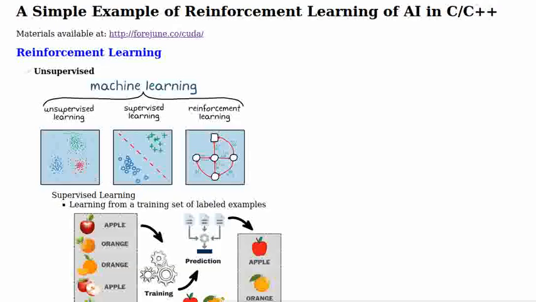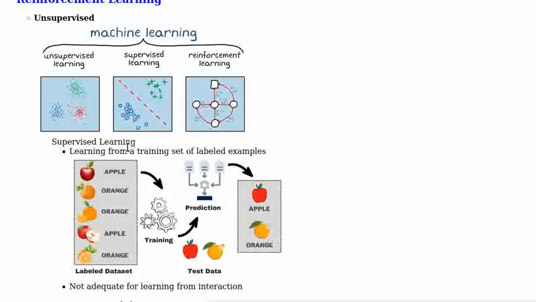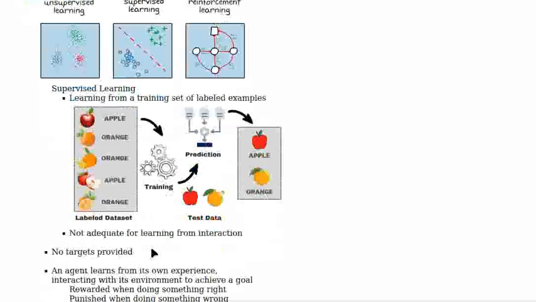Machine learning is generally classified into three paradigms: supervised learning, unsupervised learning, and reinforcement learning. In the previous two videos, we explored supervised learning, in which the machine learns from a training set of labeled examples. For instance, as shown in this diagram, the model is trained to classify inputs as either apples or oranges based on labeled data. However, this kind of learning isn't suitable when the goal is to learn from interaction rather than from labeled data. That's where reinforcement learning, RL, comes in.